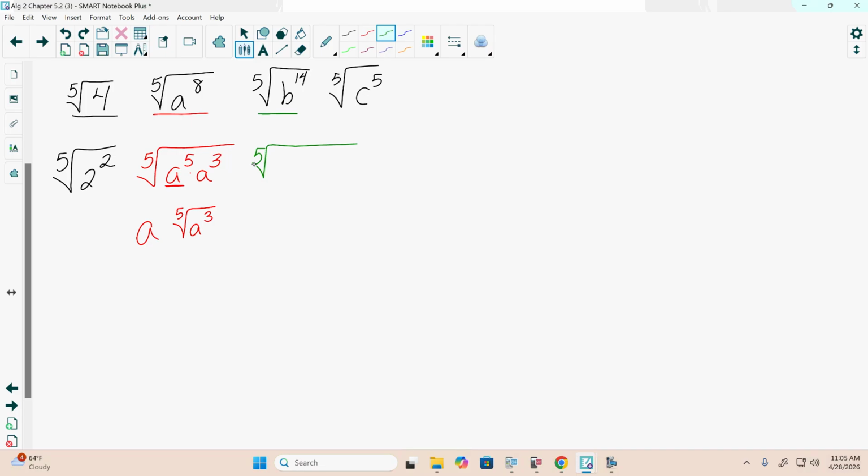5th root of b to the 14th. How many groups of 5 b's, or how many times can we divide 5 into 14 evenly? 2. Because b to the 5th times b to the 5th, that'd be to the 10th, yes? How many extras do we have? 4. So that tells me I can simplify 2 out. I can pull out b squared, but I'm left with 4 inside. I can pull 2 full groups of b out, but I have 4 left over inside.